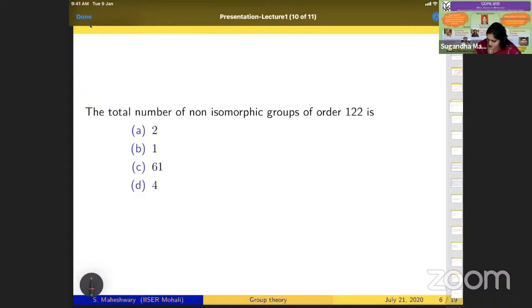Okay, so this is 2p, right? 2 times 61, and 61 is a prime number. So how many non-isomorphic groups of order 122 can you have? The answer is very much clear to you.